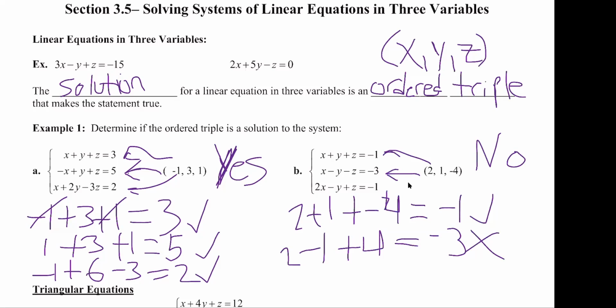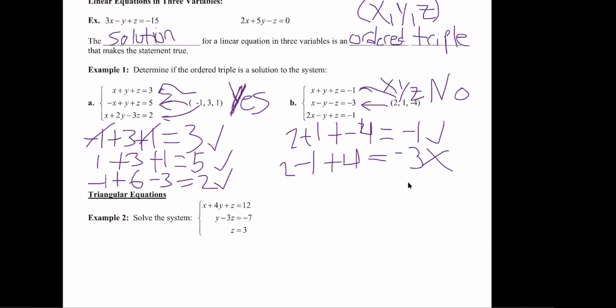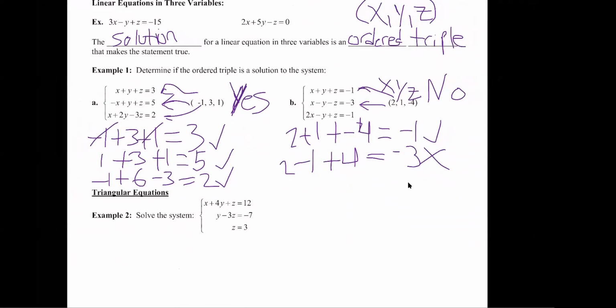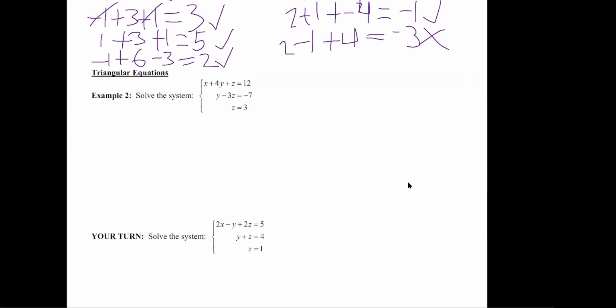So that's how you can check your answers as we're going through them today, because your answers are always going to be in this form: x comma y comma z. So let's look. We call these triangular equations because they almost make a triangle with how they're shaped. These are kind of simple examples, where we already have one of our variables. If you look at this question, we already know the answer to z is 3.